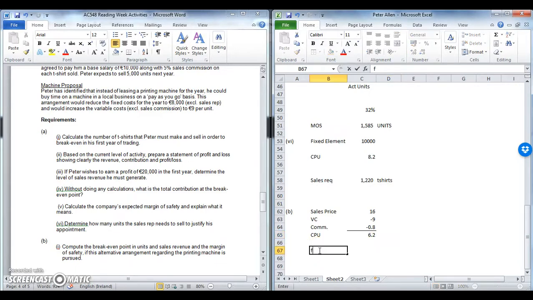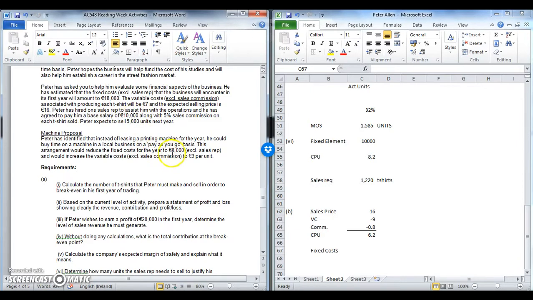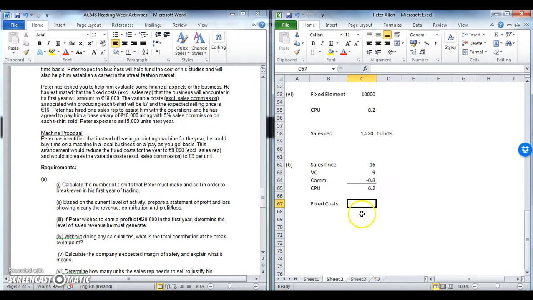Your fixed costs, well, you know your fixed costs initially were 28,000, 18 plus 10, but now the 18 has reduced to 8. So now your fixed costs are 8,000 plus the 10,000 for your sales rep.